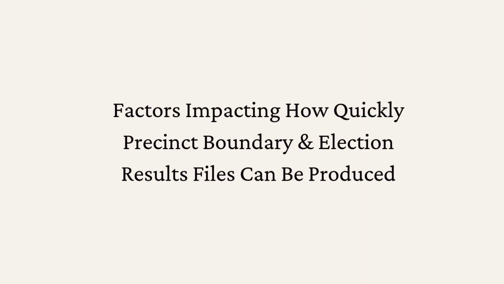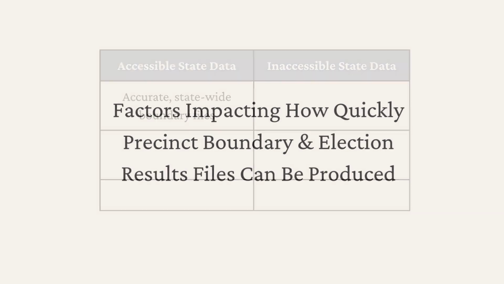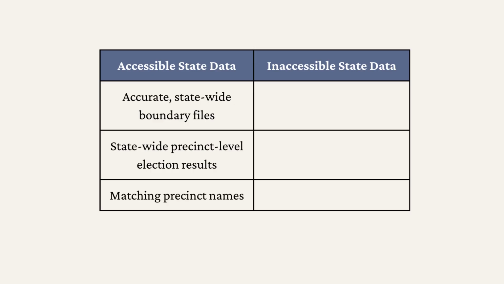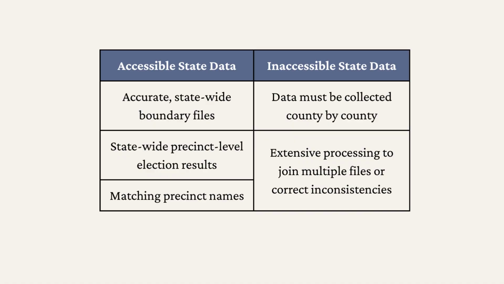But, as we mentioned throughout, the amount of effort that goes into making a file varies widely from state to state. States that provide accurate, statewide precinct boundary files, precinct-level election results for the entire state in a single file, and files that contain matching precinct names can often be joined relatively easily. Conversely, states that require collecting data county by county and extensive processing can take months of work. If data for your state is not yet available, it may be because your state does not make it easy to produce such a file.